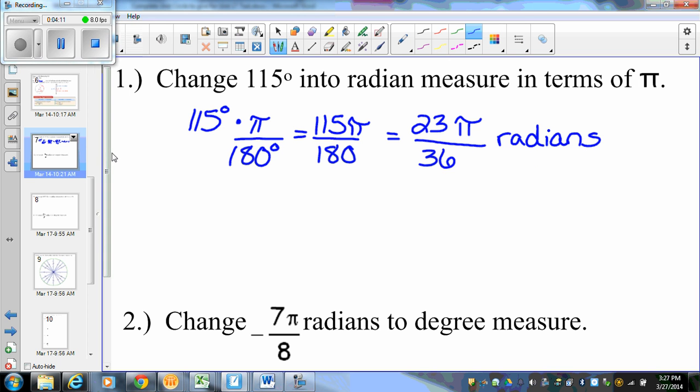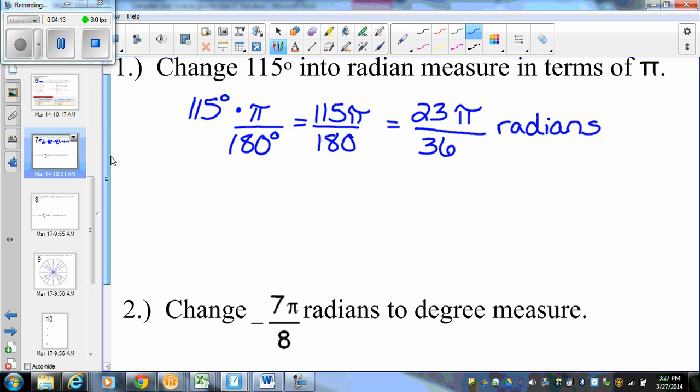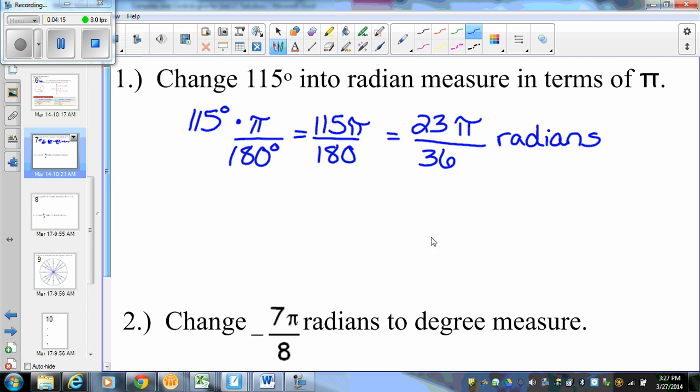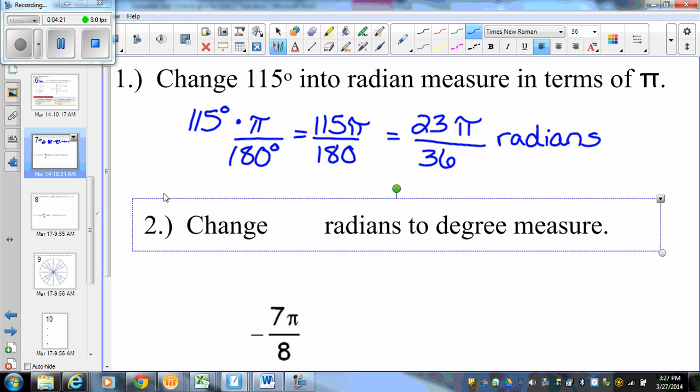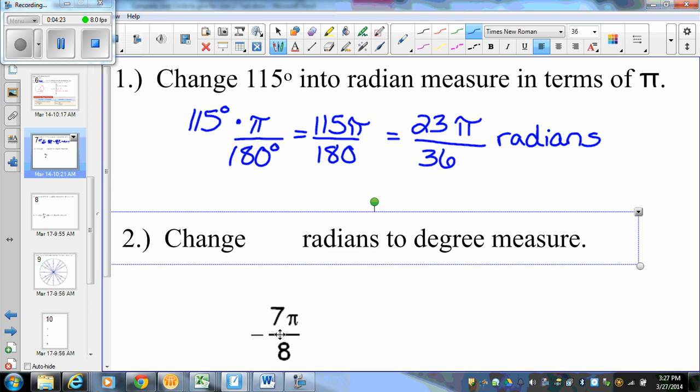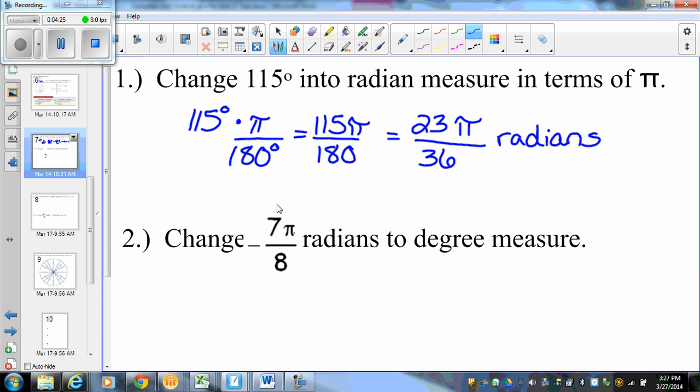So now let's try it the other way. What if we're given a radian measurement and we want to convert that to degrees? This is not wanting to work with me today. Come on. Okay, so what if I have negative 7 pi over 8 radians and I want to convert it to degrees?